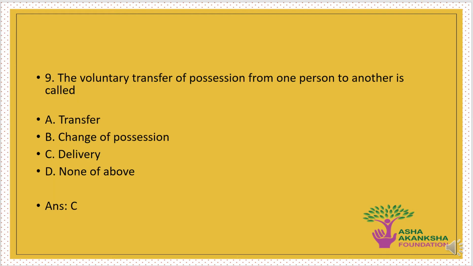The next question is, the voluntary transfer of possession from one person to another is called what? The options are A, Transfer, B, Change of possession, C, Delivery, or D, none of the above. The correct answer to this question is option C, that is, the voluntary transfer of possession from one person to another is known as delivery of goods.